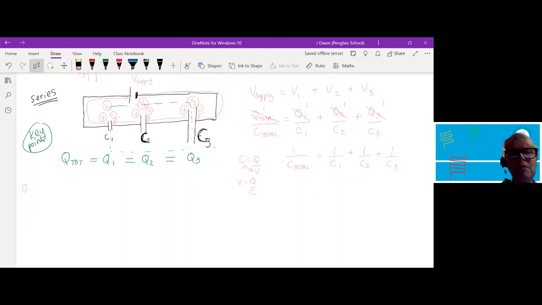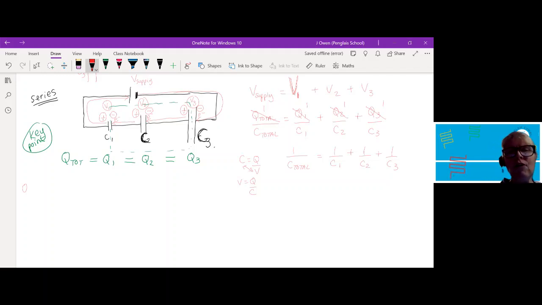Now, you've got the same charge, Q1, on the capacitor plate C1, but you've got less room to spread the charge out. So the voltage across capacitor 1 will be much bigger. So in fact, this will be V1. Why? Because the charges are very, very close together, so the potential difference between the plates will be much higher.